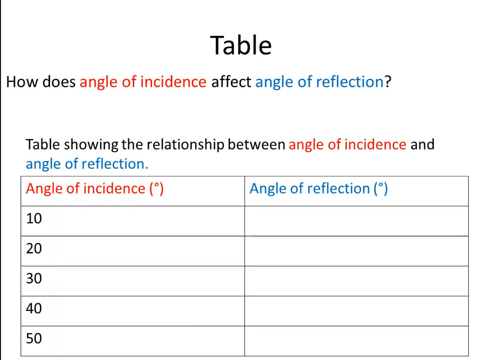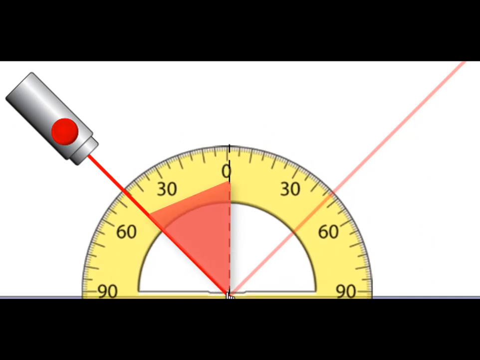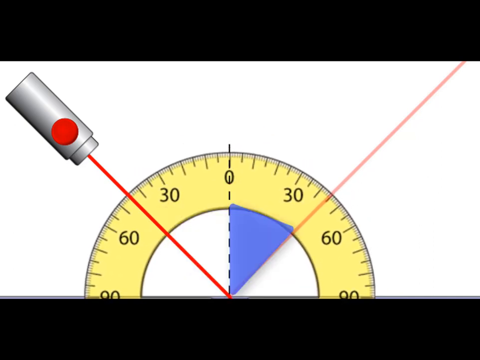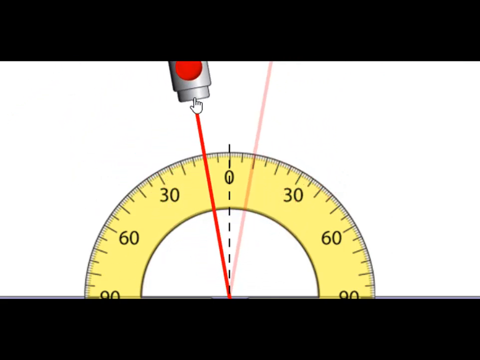And what we need to do now is open our simulation and measure the angle of reflection for each of these angles of incidence. So we open our simulation, we put the light on, we put our normal line in, and then we also bring in a protractor so that we can measure our angles of incidence and reflection. So the angle on this side is the angle of incidence, and the angle on that side, angle of reflection. So we make our angle of incidence 10 degrees. And now we measure what is our angle of reflection, also 10 degrees.